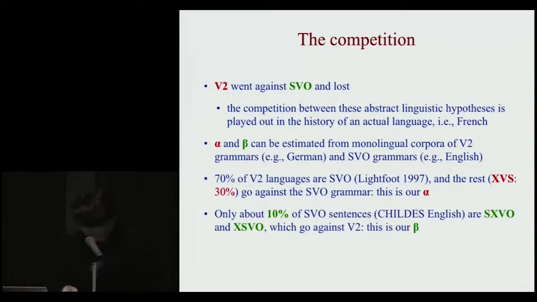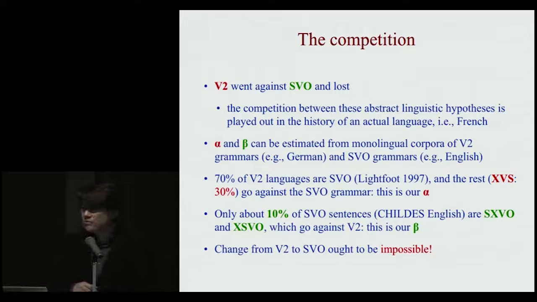Oh, that's easy to do. We count English, I counted child speech, I counted the Wall Street Journal. Not a huge amount of difference. Whenever you have a verb in a non-second position, that's when the V2 grammar fails. SVO is certainly fine for both grammars. So that's our beta. We have alpha being 30% and beta being 10%. So alpha is greater than beta. That means the change from V2 to SVO shouldn't be possible, because V2 is better than SVO when they are put in competition, and that's contrary to the facts. So something else is going on.